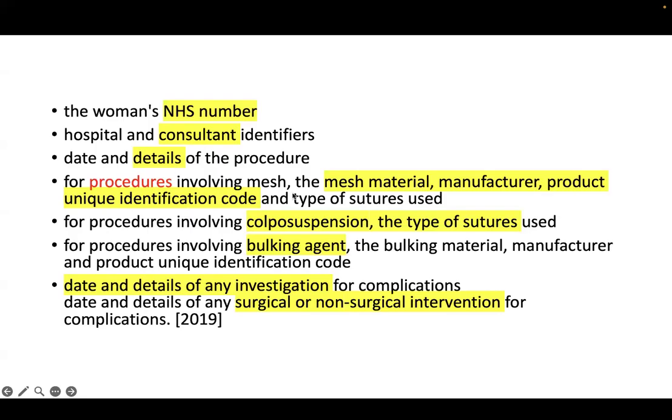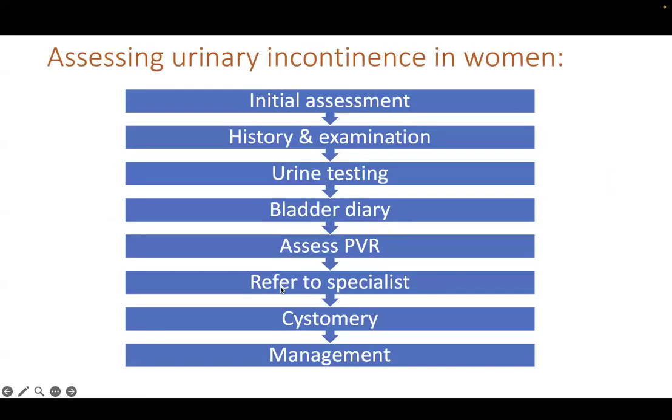If the patient is given mesh, in that case, details about the mesh. If there is colposuspension, what type of suture is used. If a bulking agent is given, details about the material and the date, and details of any investigation for complication. All these things have to be registered.